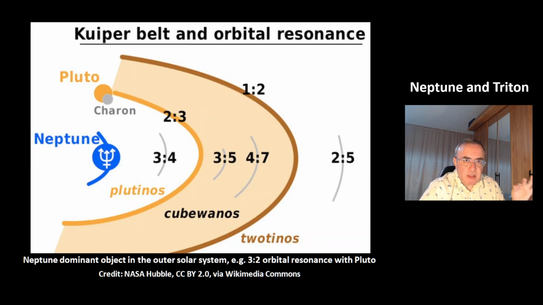Neptune is the dominant object in the outer solar system. All other tiny objects, most of them are in orbital resonance with Neptune. For example, the Plutinos, the Cubewanos, and Twotinos. And the most prominent of these objects is, of course, dwarf planet Pluto. It is in a 2 to 3 orbital resonance with Neptune. So 2 orbits of the dwarf planet Pluto take the same time as 3 orbits of the giant planet Neptune. That's why Pluto never comes close to the giant planet Neptune.